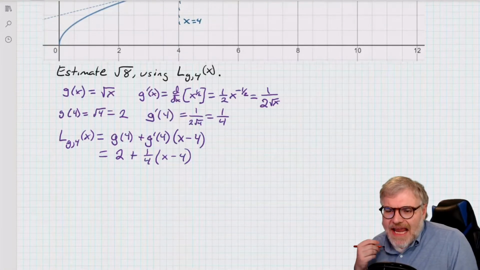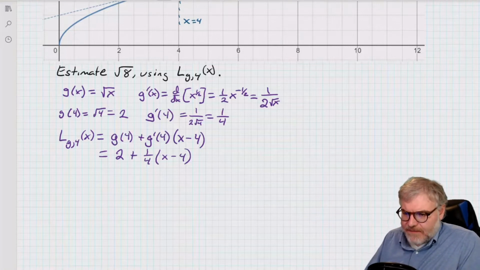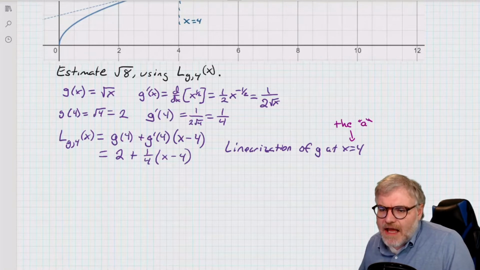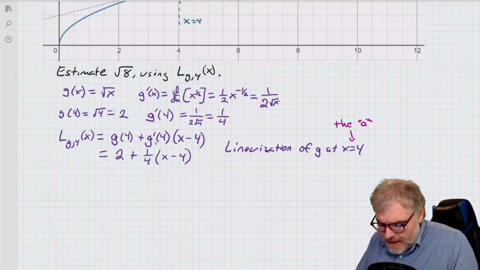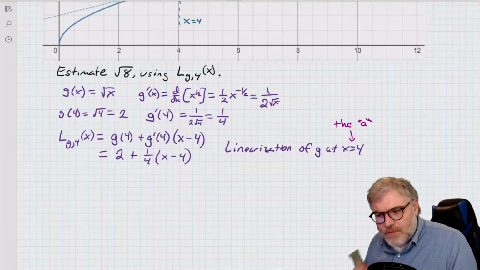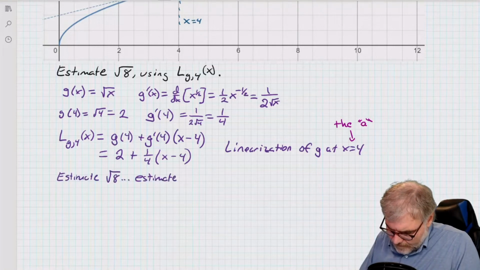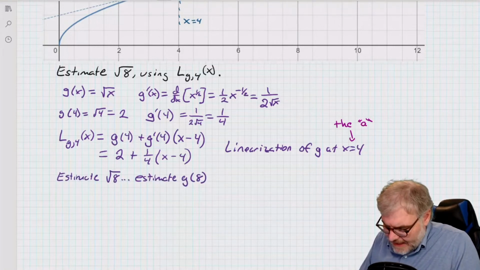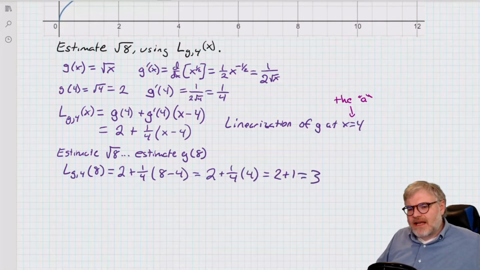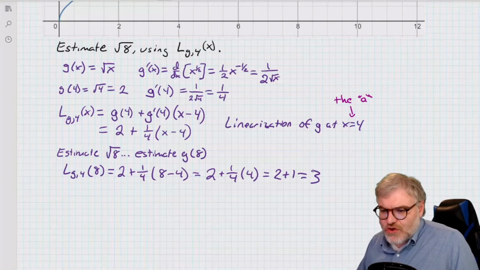Okay, so now that we have our linearization, we're going to plug in 8. So this is our linearization based on 4. Now what I'm going to do is plug into this function, not my original function, this function, I'm going to plug in 8. Not the square root of 8, because what I want to estimate is g of 8. So now I plug in 8. So my estimate of the square root of 8 based on the linearization is 3.